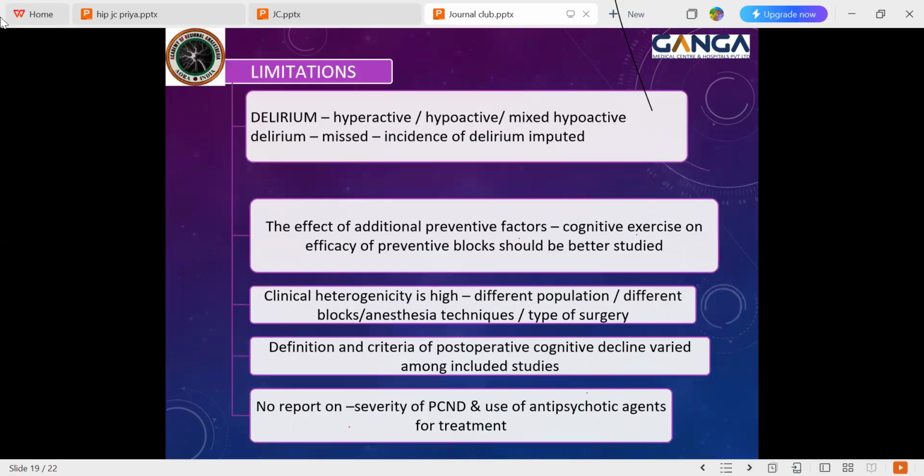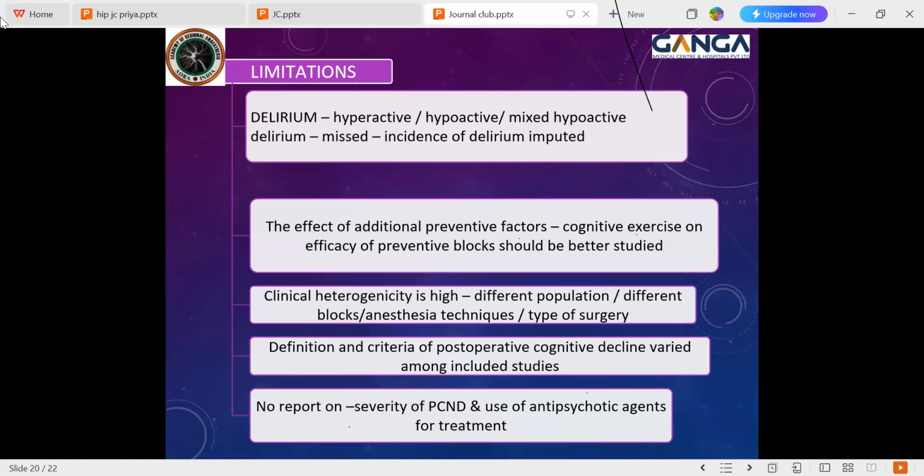The limitations: delirium can be divided into different types. That is, it can be divided into hyperactive, hypoactive, and mixed. So, hypoactive delirium can be missed, and the incidence of delirium is imputed. The effect of additional preventive factors like cognitive exercise on the efficacy of preventive blocks should be better studied.